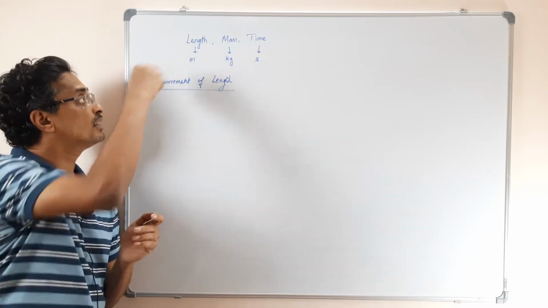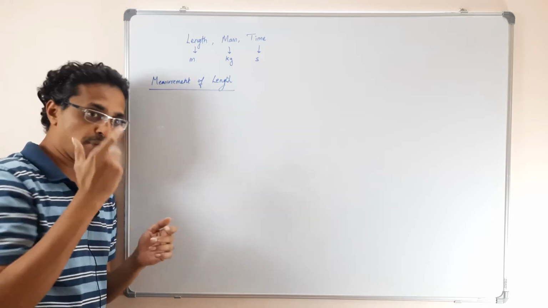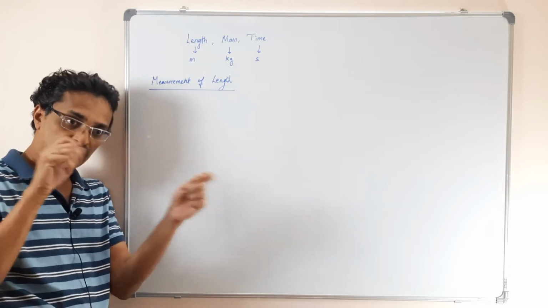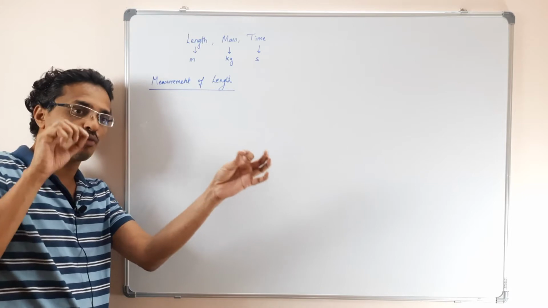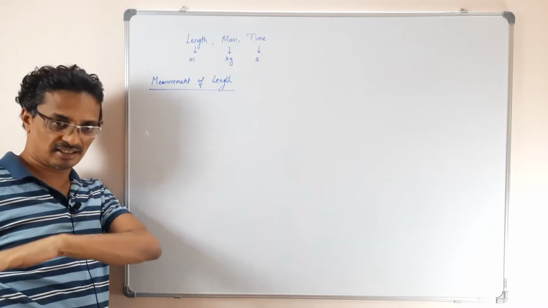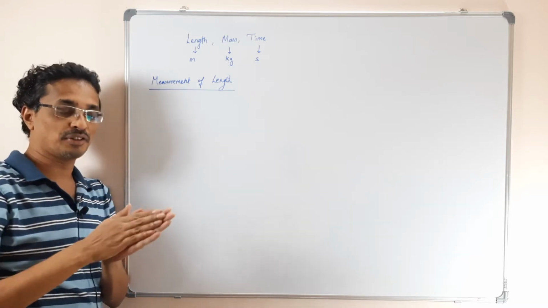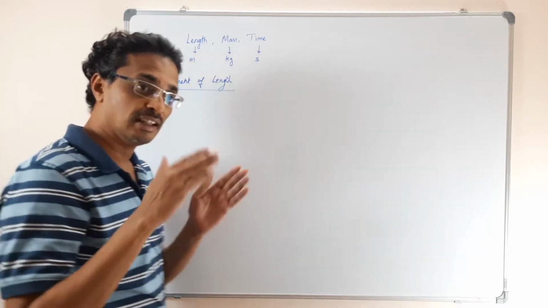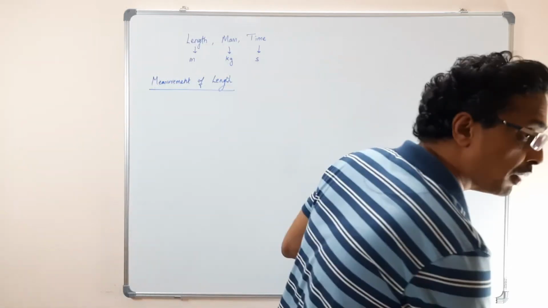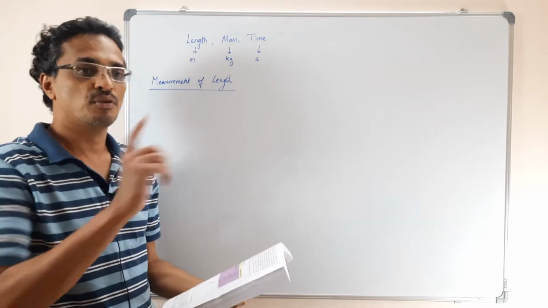In MKS units, the reference is the meter. So I am going to define 1 meter. I am going to define some length and call that 1 meter, and then define all other lengths based on this 1 meter. So the first primary thing is to define the first unit: what is the length which I am going to call 1 meter?